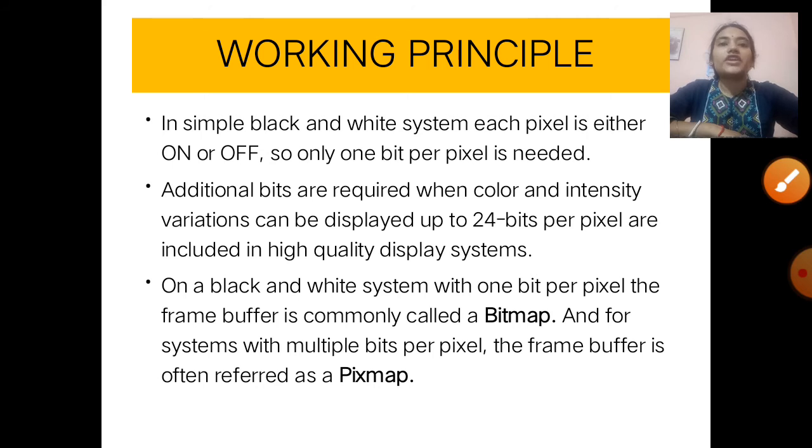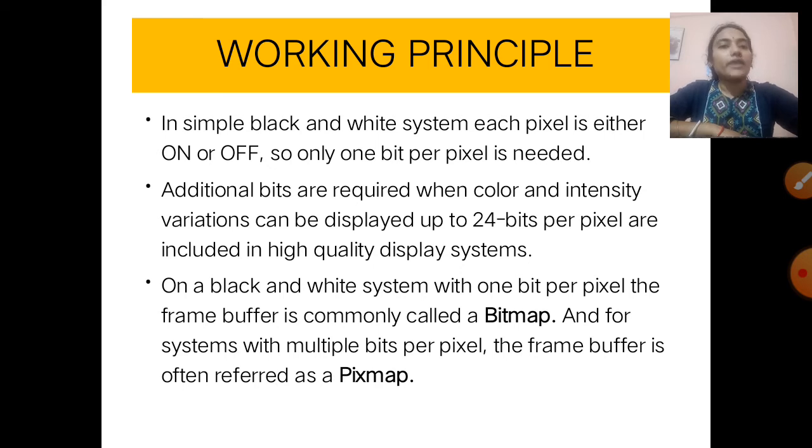Additional bits are required when color and intensity variations can be displayed. Up to 24-bit pixels are included in high quality display systems. In a black and white system it is only either on or off, so only 1 bit per pixel is needed, either 1 or 0. In a color monitor, additional bits are required.